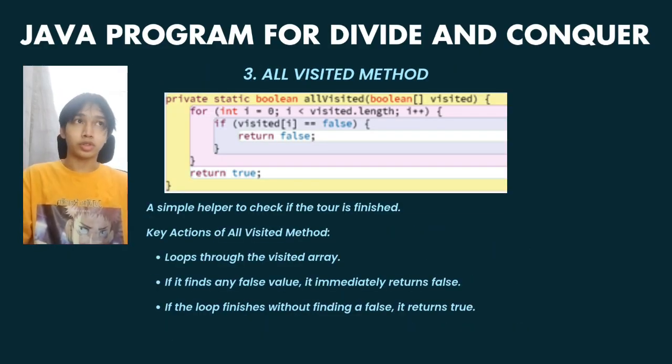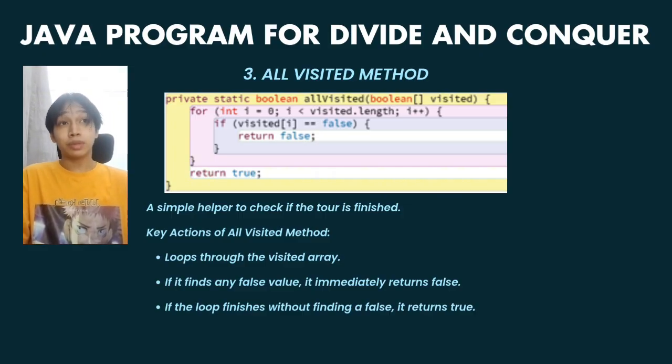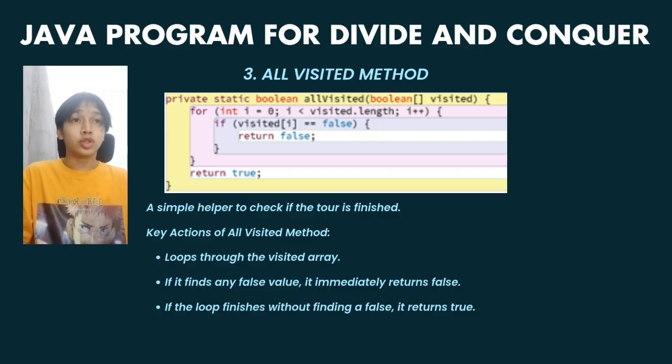For the third Java program, we have the allVisited method, which is a simple helper to check if the tour is finished. Its key action is to loop through the visited array. If it finds any false value, it immediately returns false. But if the loop finishes without finding a false, it returns true.